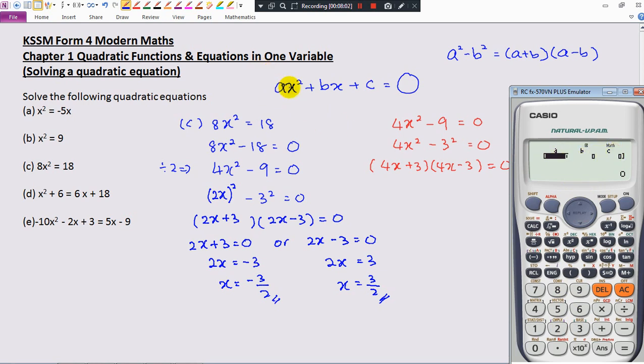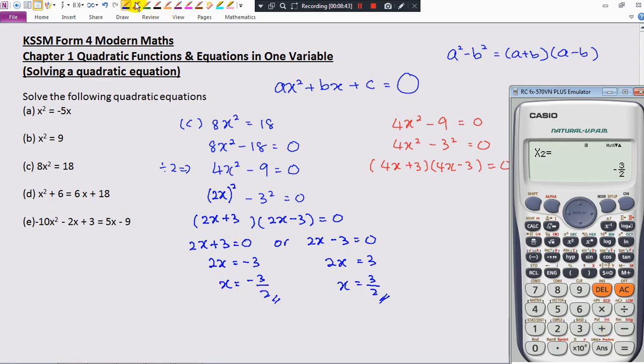A is the coefficient of x squared. B is the coefficient for x. And c is a constant. So here you can type in this one or this one. Both will give you the same answers. I just use this one. A is equal to 8, press equal. Then b, we don't have b here, we just press 0 equal. C is equal to negative 18. Press equal, and equal again. You get the answers. X1 is equal to 3 over 2. X2 is equal to negative 3 over 2.